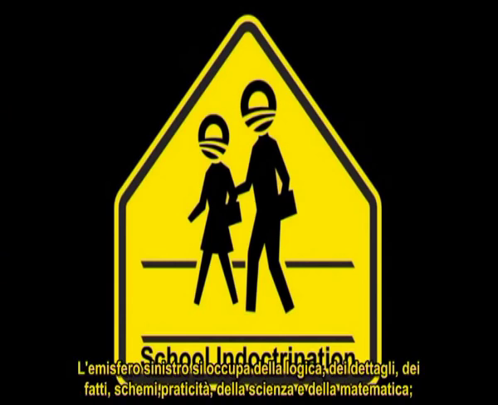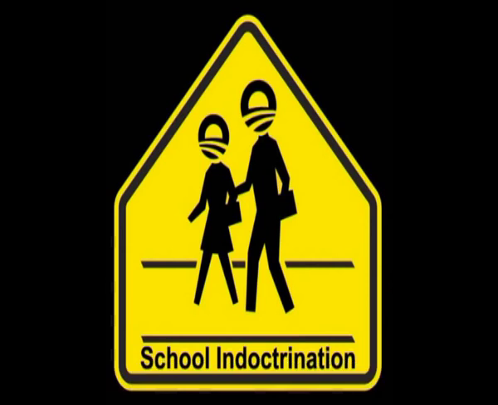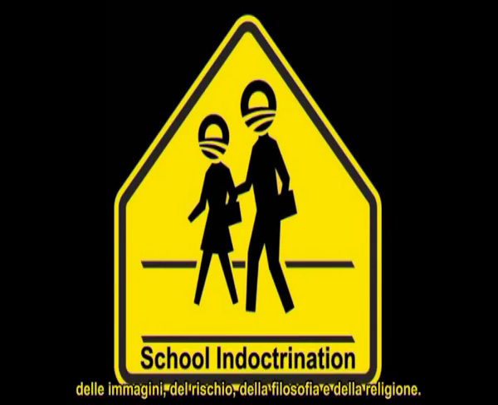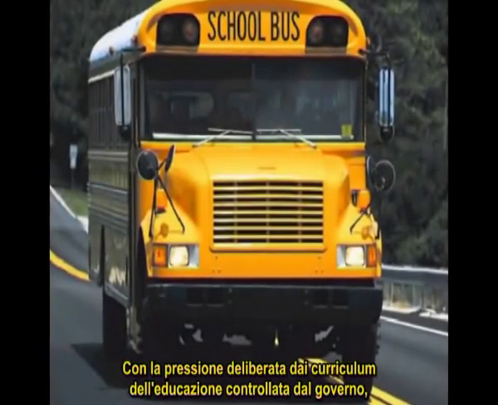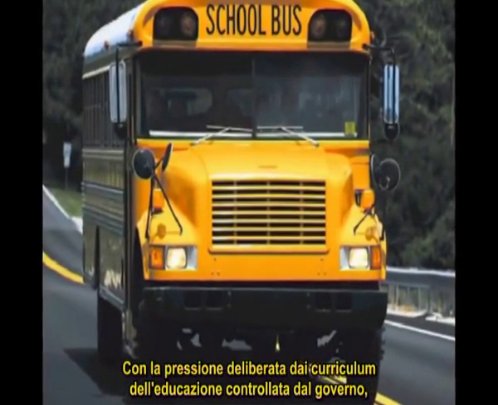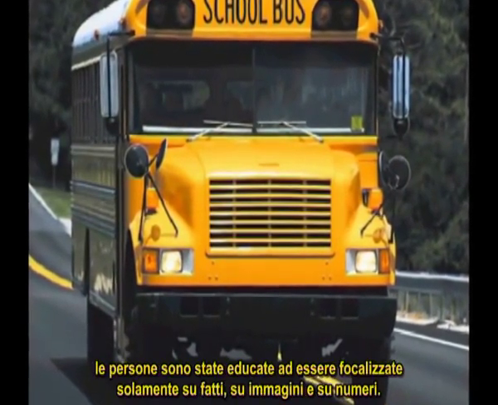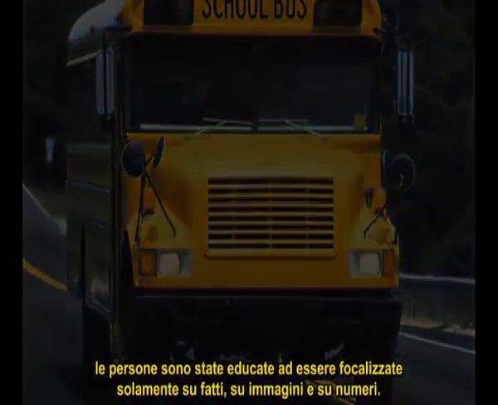The left brain deals with logic, details, facts, patterns, practicality, science, and math, as the right brain deals with feeling, intuition, symbols, images, risk-taking, philosophy, and religion. With a deliberate push for government-controlled educational curriculums, generation after generation of the youth are being taught to focus only on the facts, figures, and numbers.